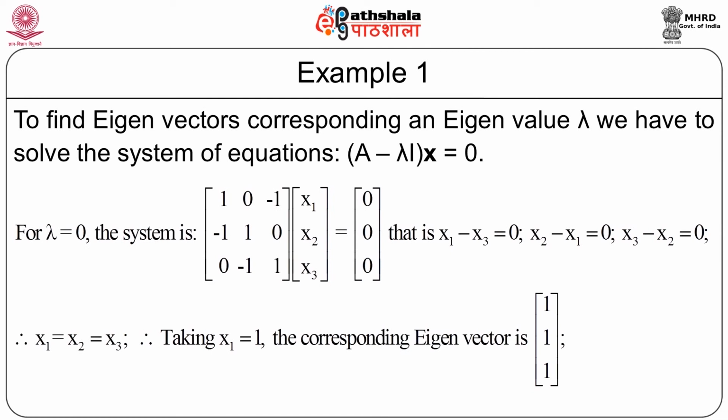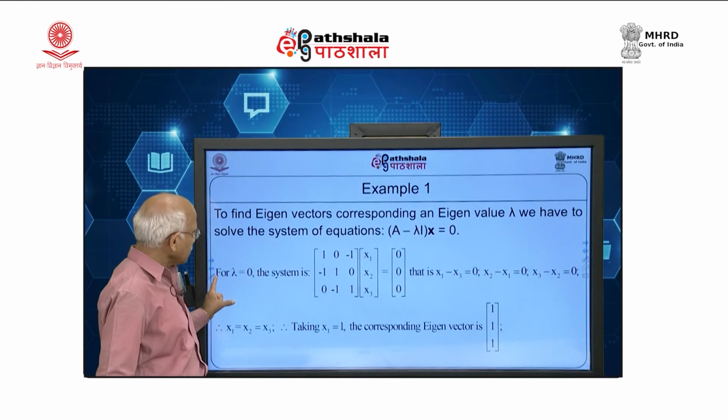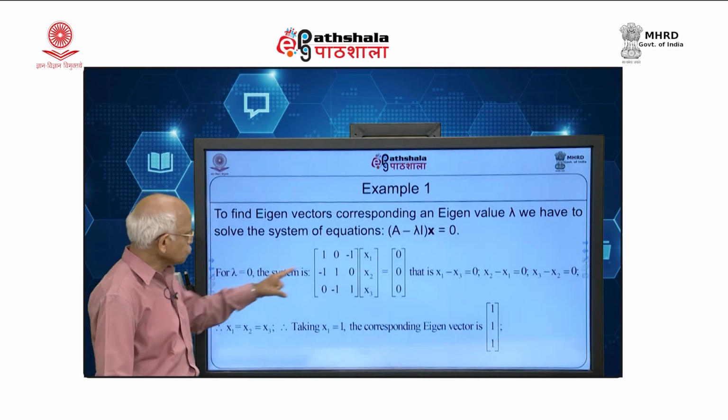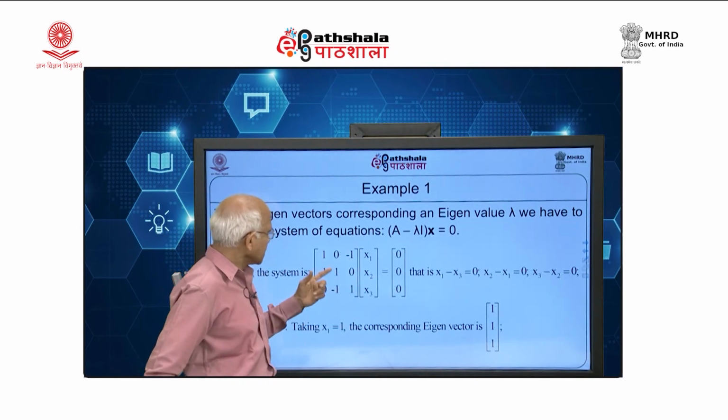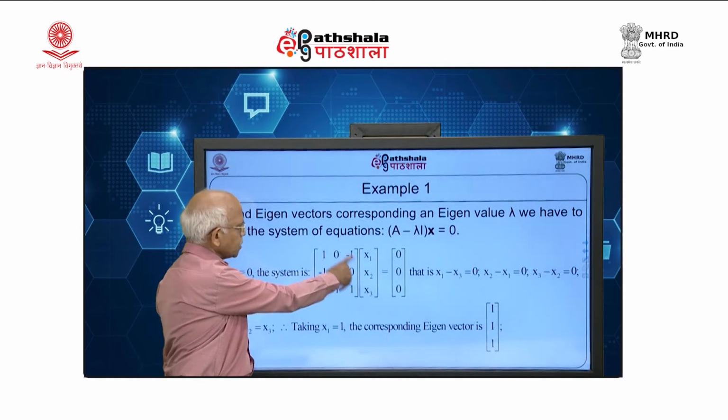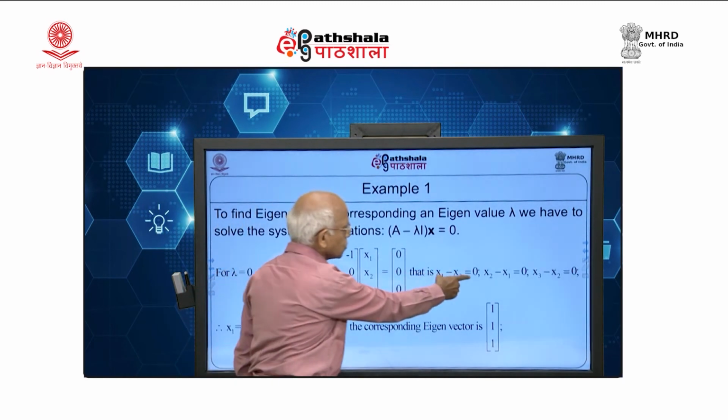Now, to find eigenvectors corresponding to eigenvalues, we have to solve this system of equations: (A minus lambda I) x bar equal to 0 bar. So, when I put lambda equal to 0, A minus lambda I becomes the original matrix A, times x bar equal to 0. If I take the matrix multiplication, I will get x 1 minus x 3 equal to 0.